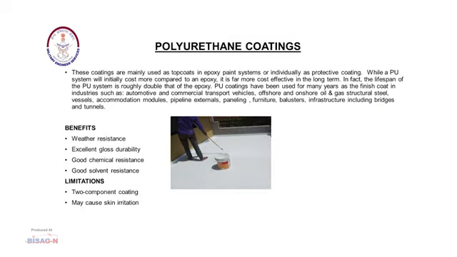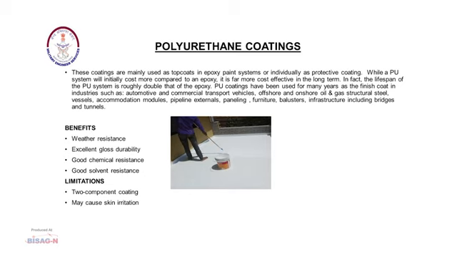Polyurethane coatings. These coatings are mainly used as top coat in epoxy paint systems or individually as protective coatings. These coatings fill a vital niche for high performance applications over metal, concrete, wood and plastic. While a polyurethane system will initially cost more compared to an epoxy, it is far more cost effective in the long term. In fact, the lifespan of a PU system is roughly double that of epoxy, clocking an impressive 10 years compared to the epoxy's 5 years.